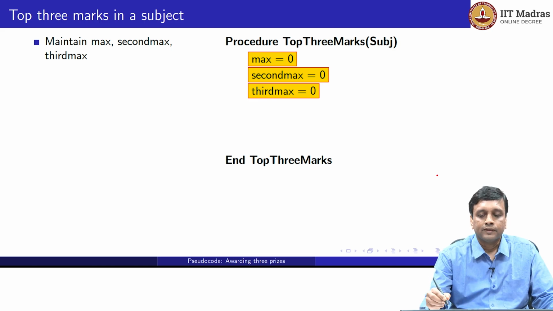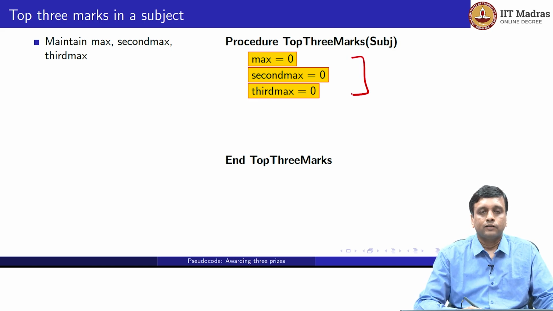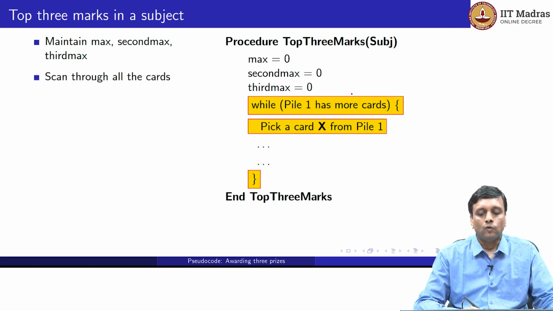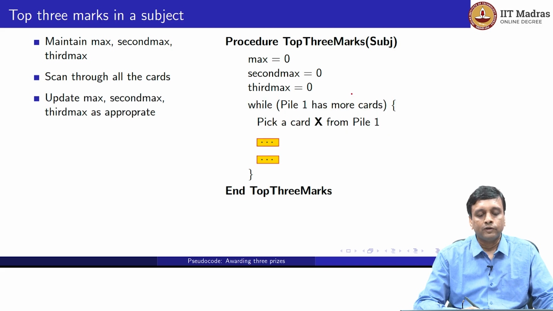So the first step is to set up these 3 values and initialize them to 0. And now the usual thing happens, which is we scan through all the cards and we do something. So what is it that we do? Well, we have to update the maximum, the second maximum, and third maximum depending on what the current card value has. So like we saw for the second maximum, there will be multiple cases.